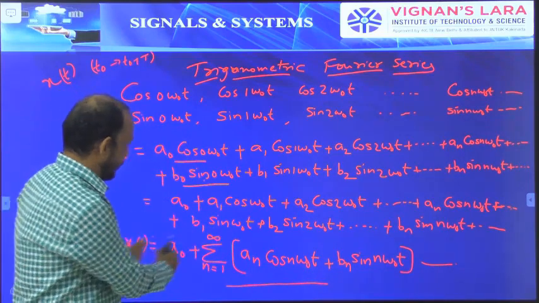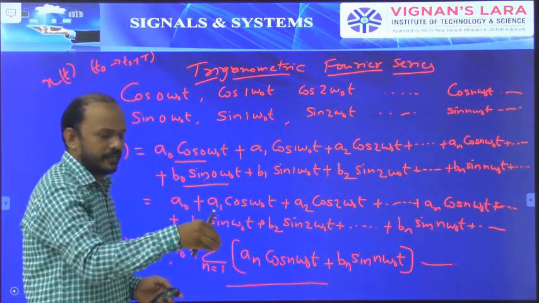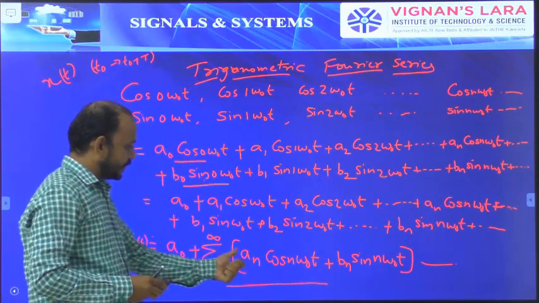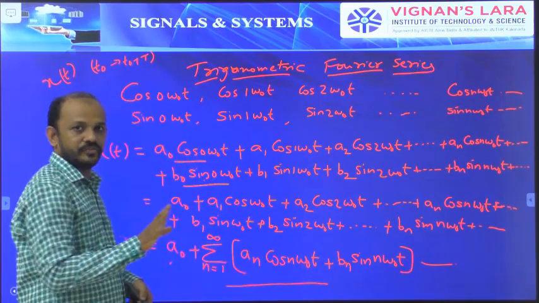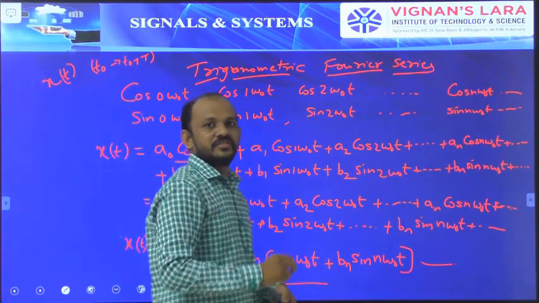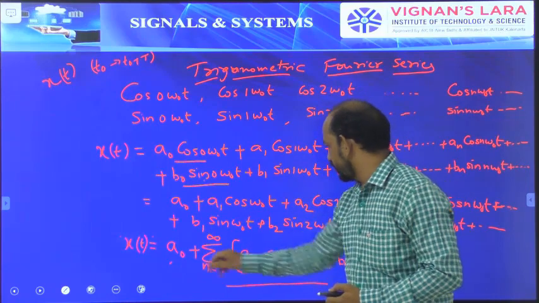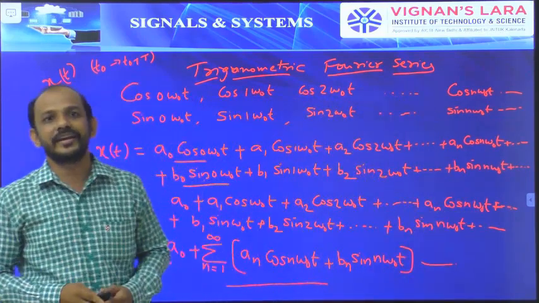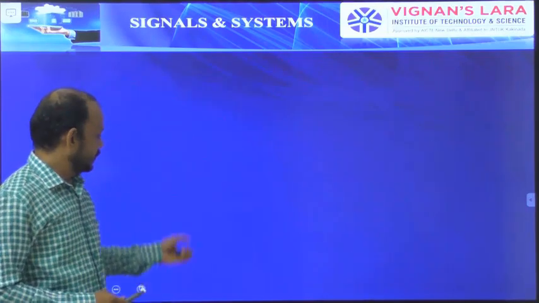Because this trigonometric Fourier series representation is mainly dependent on these coefficients. So if you know the exact values of a naught, an and bn, then we can perfectly represent this x of t. The trigonometric Fourier series representation is dependent on the coefficients, that is a naught, an and bn. So we have to find out the values of a naught, an and bn.